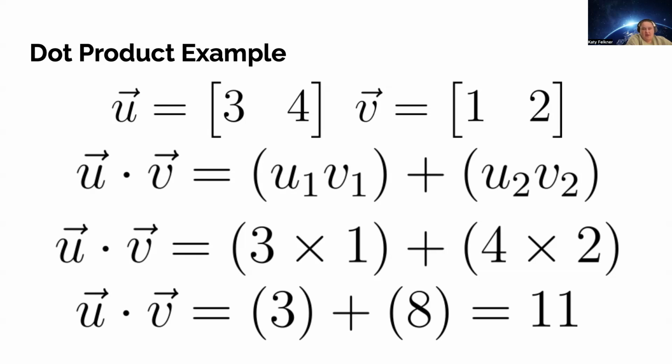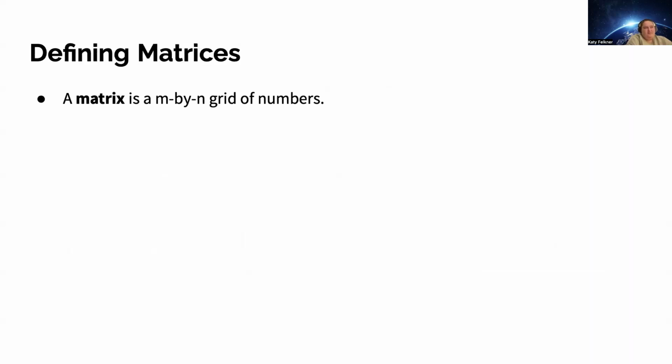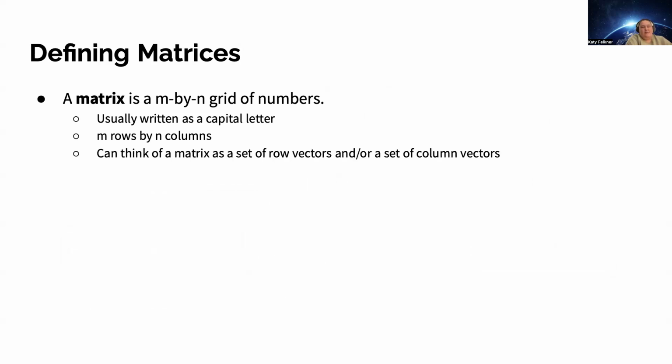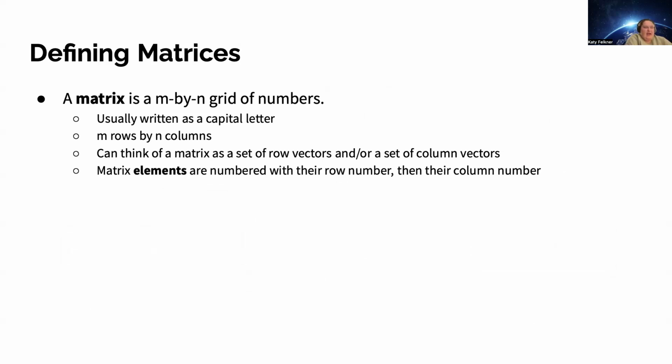So now that we know how to take the dot product, let's look at matrices. A matrix is an m by n grid of numbers. It's usually written as a capital letter, and it is m rows by n columns. So you can think of a matrix as a set of row vectors or a set of column vectors. And matrix elements are numbered with their row number, then their column number. So for example, if you had matrix A, element A21 would be the second row and the first column.